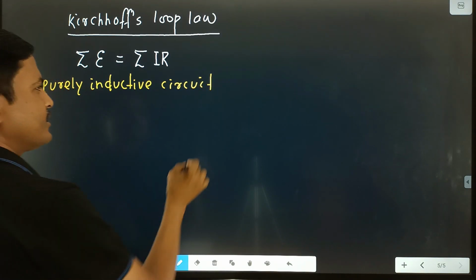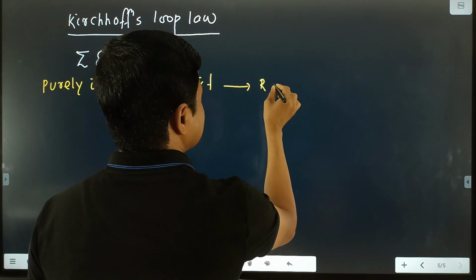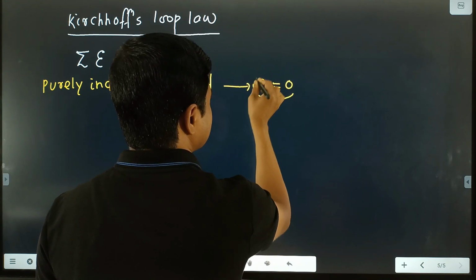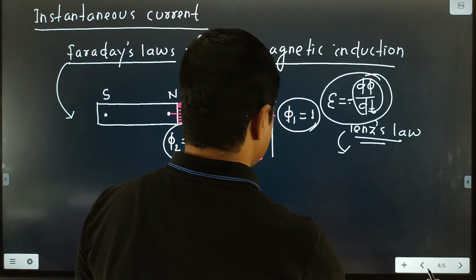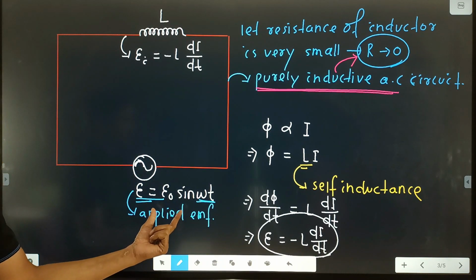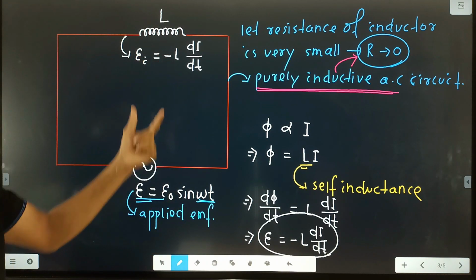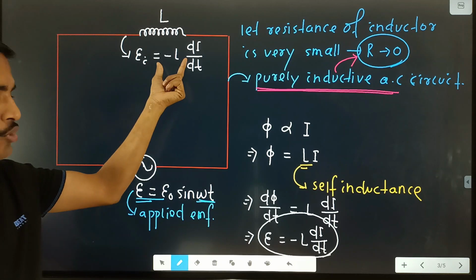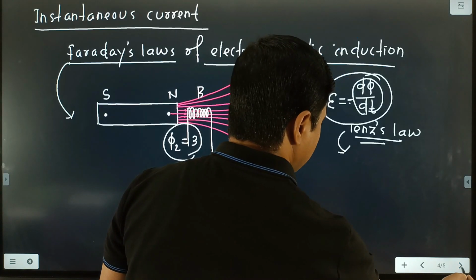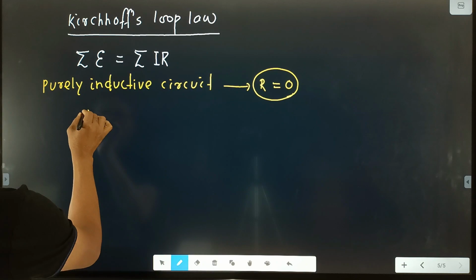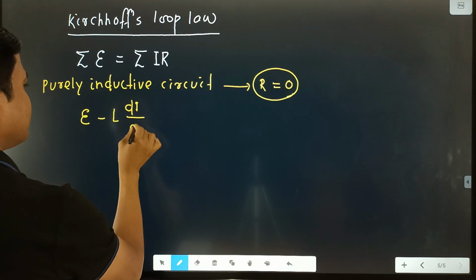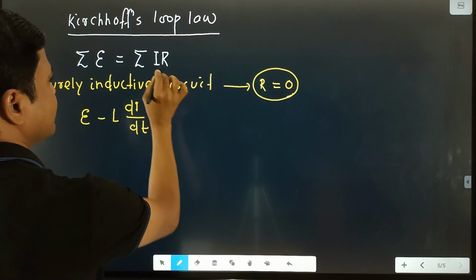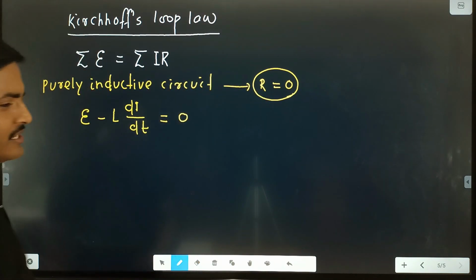In case of a purely inductive circuit, resistance is very negligible. That means resistance is 0. So we write the sum of all EMF. Sum of all EMF means two EMFs are there: one is applied EMF, another is induced EMF. For applied EMF we write E, for induced EMF we write minus L di by dt, is equal to, in place of R, we put 0. This is the equation.